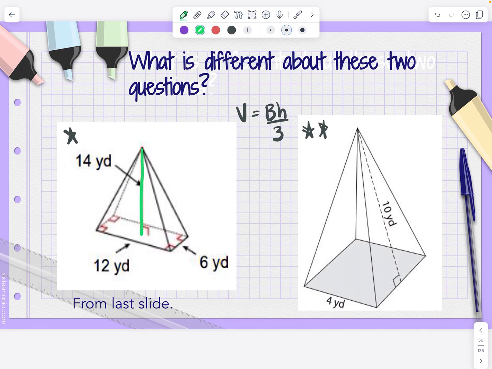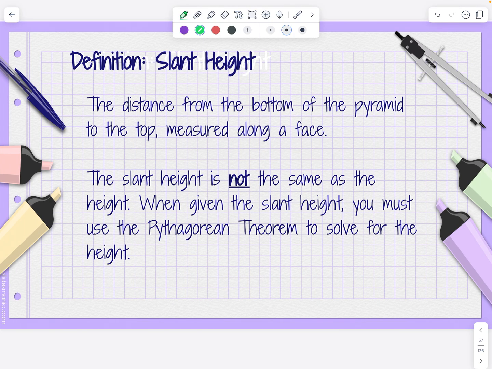In this first question, you know the height. In the second question, you don't know the height. The height is always straight up and down. Right? The 10 yards that you see, that's a slanted height. It's not perpendicular to the base. Even though you see this, it is still a slanted height. And in class, I'll have some 3D shapes to show what I mean, so you can see the difference. But the height here is in the middle. I don't know it.